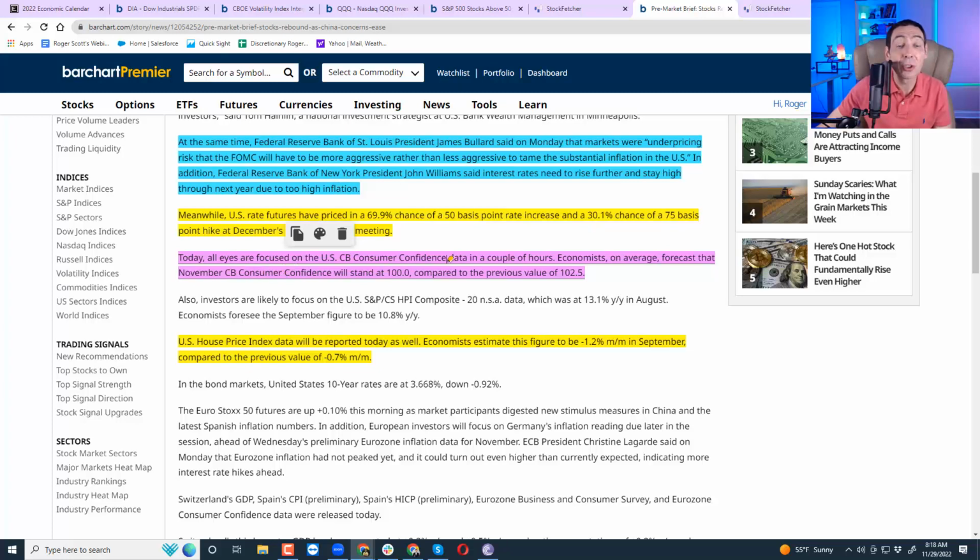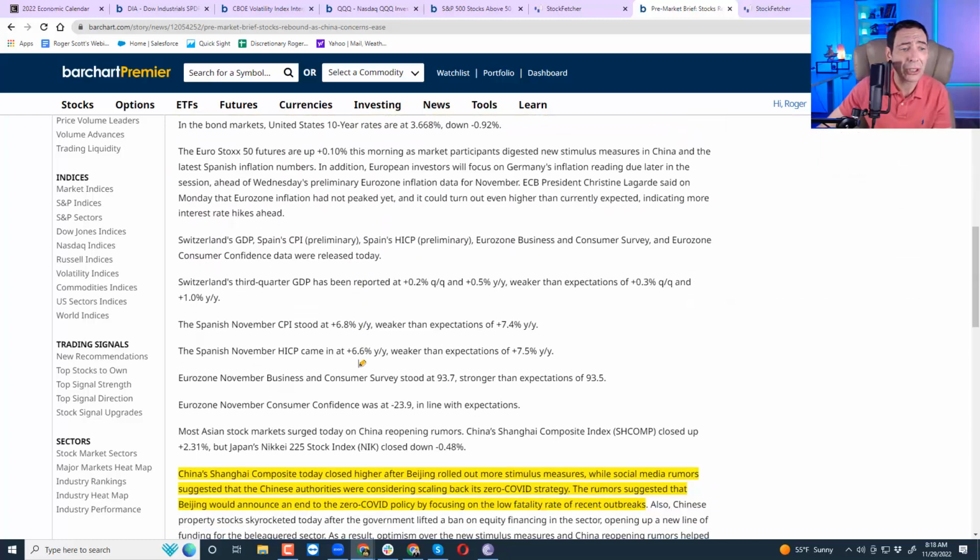Today, all eyes are focused on consumer confidence. That comes out half hour after the market opens. I'm not expecting that report to be amazing because consumer spending has just not been all that great. And it's slowing down because energy prices are still expensive. We have huge, huge inflation, and there's no signs of it cooling off. Forecast is that November consumer confidence will stand at 100 compared to the previous value of 102.5. U.S. house price data will be reported as well. Economists estimate this figure to be negative 1.2 million compared to a previous value of negative 0.7 million. That'll be very, very interesting.